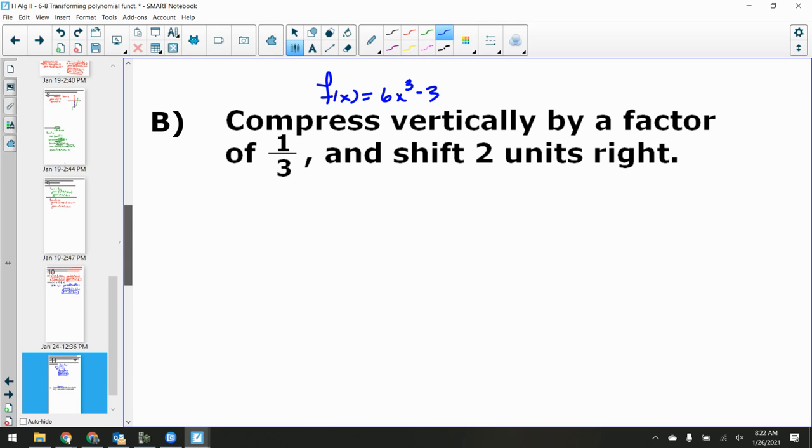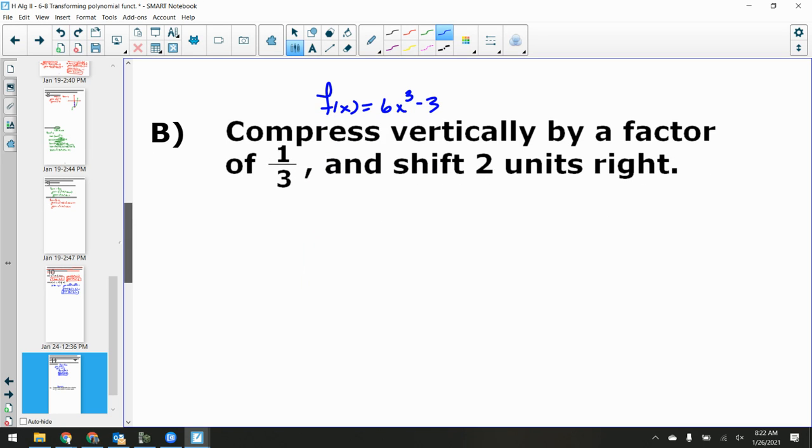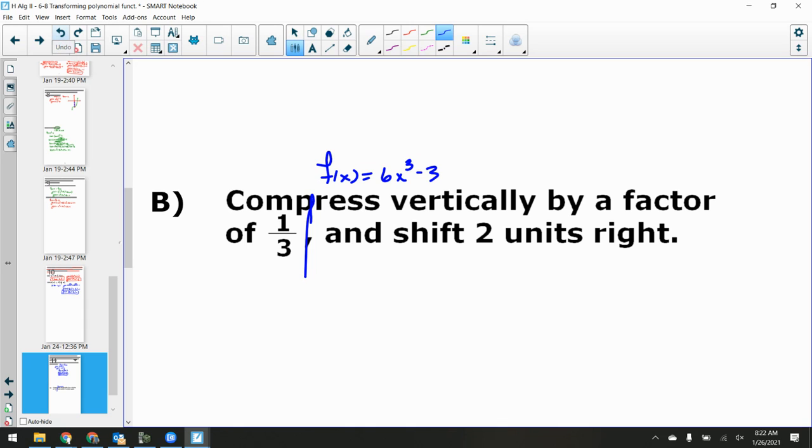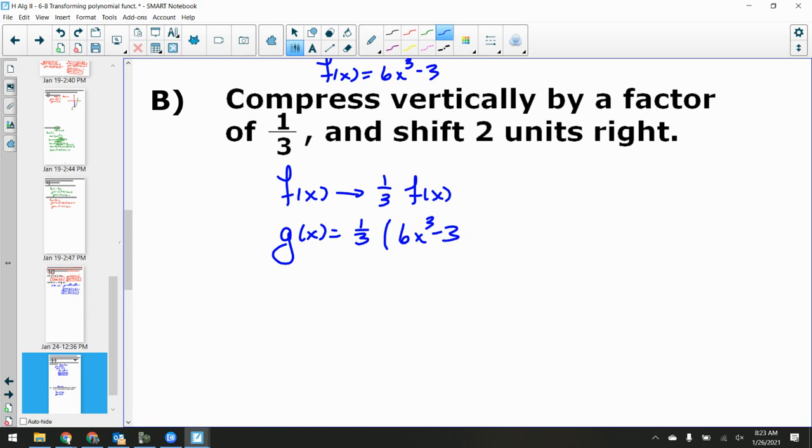So let's do vertical compression first. F of x is going to map to 1/3 f of x. Right? That's a vertical compression by 1/3. All right, so my halfway there g of x is going to be 1/3 times 6x cubed minus 3. Let's distribute in that 1/3. G is then going to be 2x to the third minus 1. Okay, well that wasn't so bad, right?